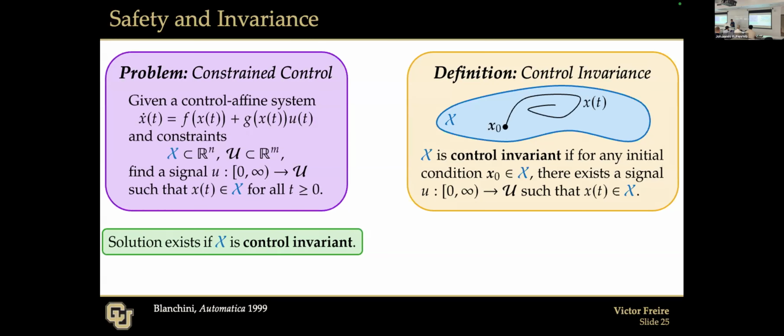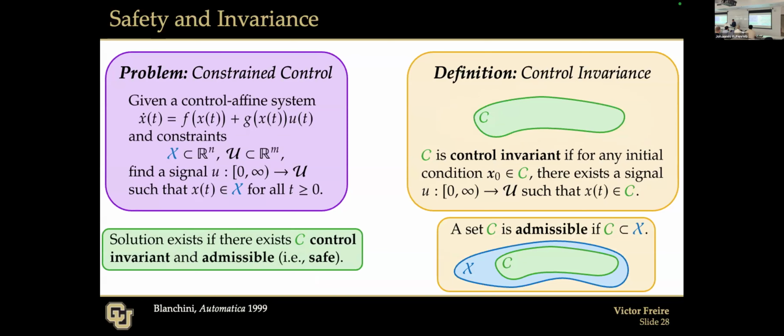So let's imagine we have a different constraint control invariant set, the set C, that is control invariant. If that set is admissible, that's what I call it when it's a subset of our constraints, then there is a solution. We just remain within the set C, which is itself inside the set X, and so we have a solution again. So such a set C is what we call a safe set. That's how we're defining safety. It has these two properties, invariance and admissibility.